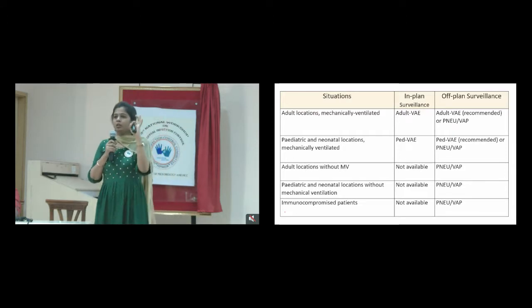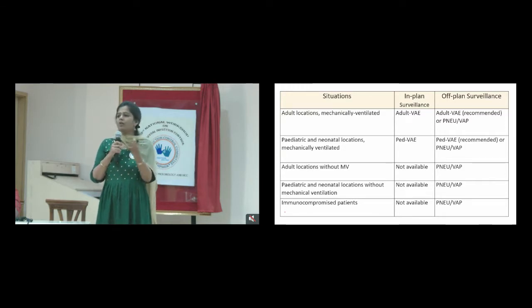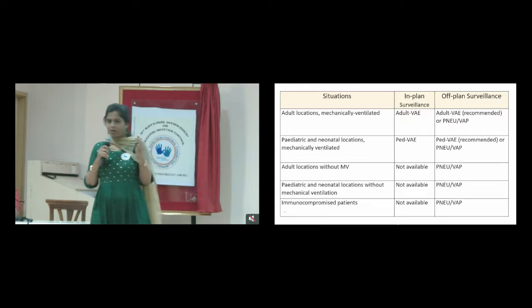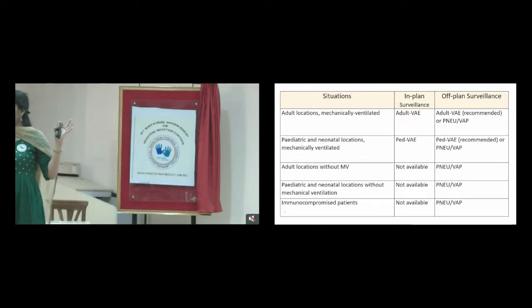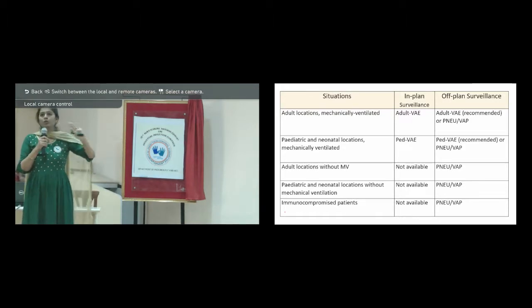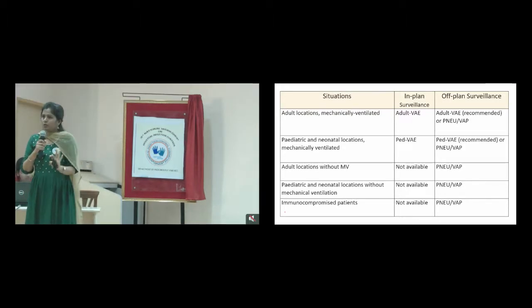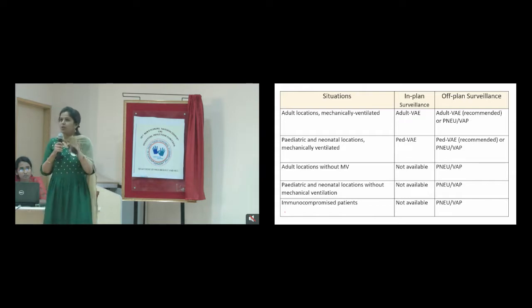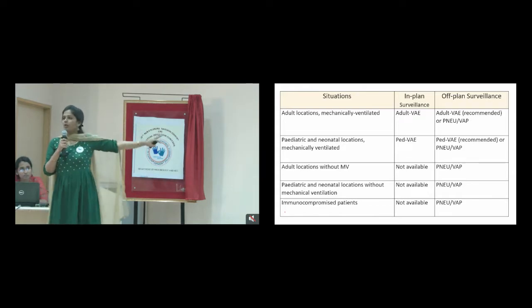Before deciding whether we are going to do VAE or VAP PNEU surveillance, we should understand the terminology of in-plan and off-plan surveillance. In-plan surveillance is when you follow CDC NHSN criteria and report to the CDC NHSN. This is applicable only to US hospitals, where they follow the CDC NHSN criteria and the data is published by CDC NHSN. In India, we follow the CDC NHSN criteria, but we do not give our data to CDC NHSN. So we all fall under off-plan surveillance.